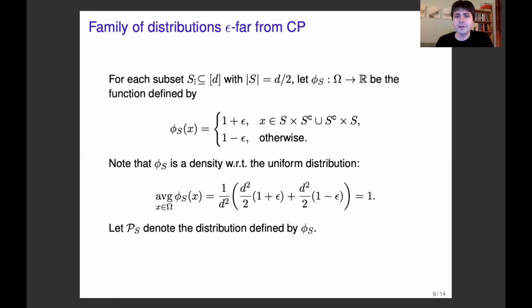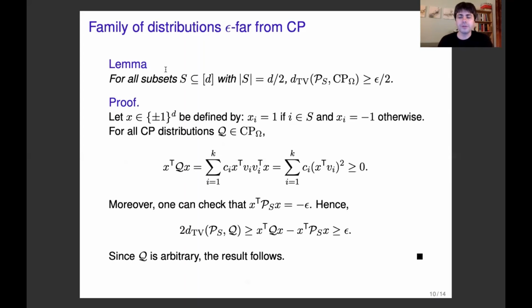For each subset S of 1 to d of size d over 2, we will define a density phi_S, which gives weight 1 plus epsilon to all pairs (i,j), where i is in S and j is in S complement, or vice versa. And it gives weight 1 minus epsilon to all the other pairs. Now we note that phi_S defines a density function with respect to the uniform distribution. So we can define the probability distribution P_S as the distribution defined by the density phi_S.